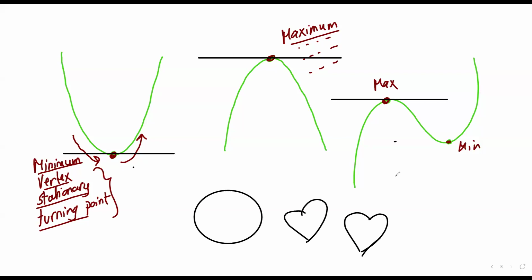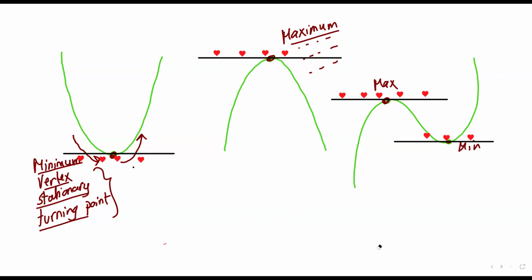If I draw a tangent at the turning point, it's a horizontal line. What is so special about the tangents drawn at the turning points? Please guys, this is extremely important. What is so special is that all of these lines are horizontal, therefore the gradient is 0. Any tangent drawn at the turning points is horizontal, so the gradient is 0.